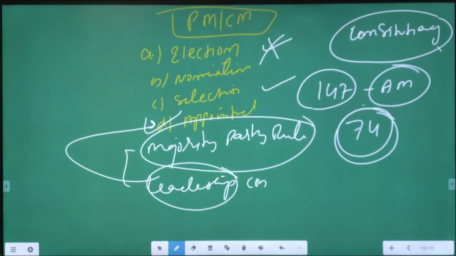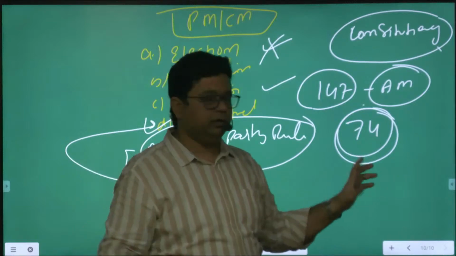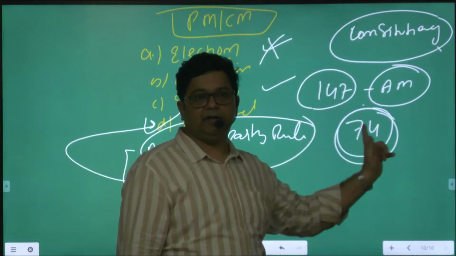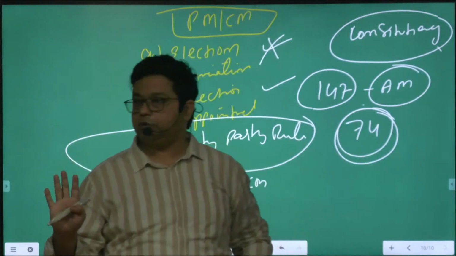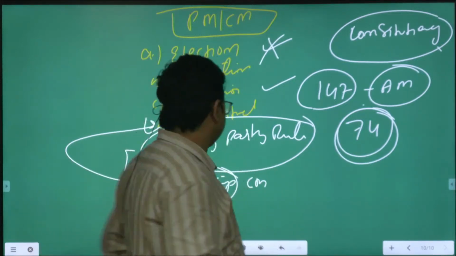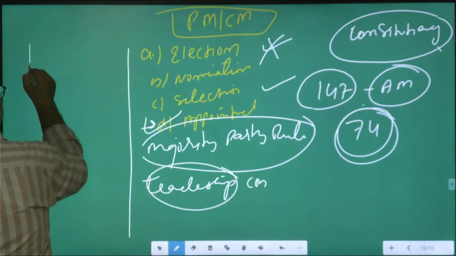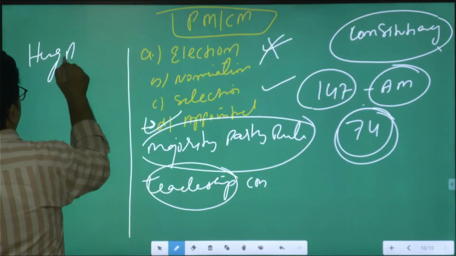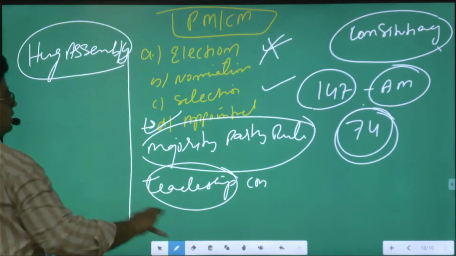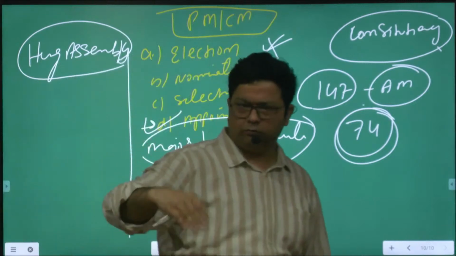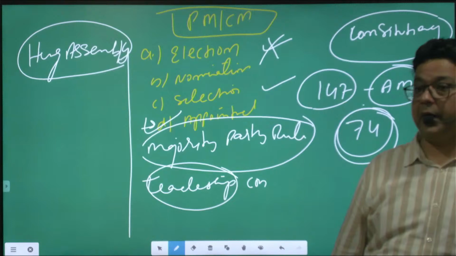In this case there are two situations which can arise. One situation is when a party has a majority number of seats, that is, an absolute majority. The second situation is known as a hung assembly. I am taking assembly because I am letting you understand at the Odisha level. This assembly will be replaced by parliament also, which is known as a hung parliament.